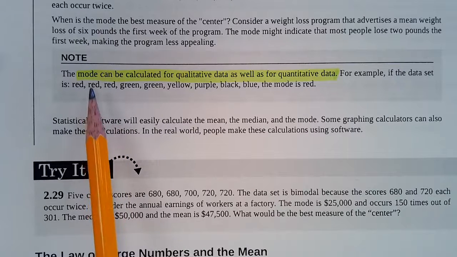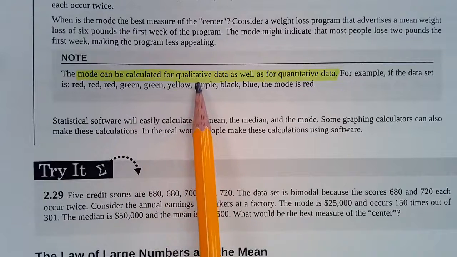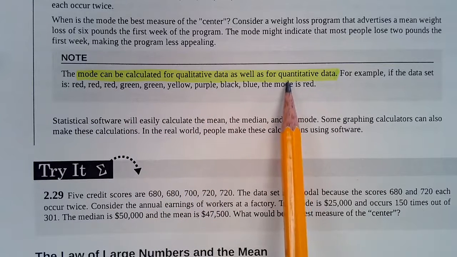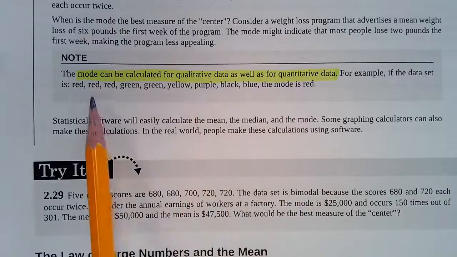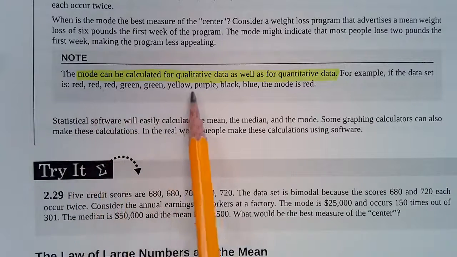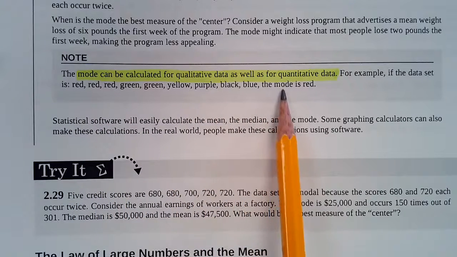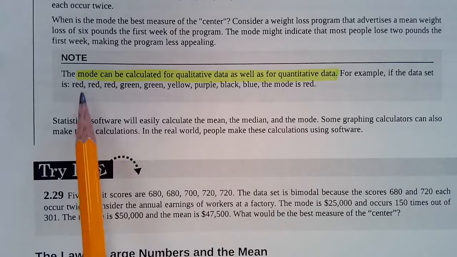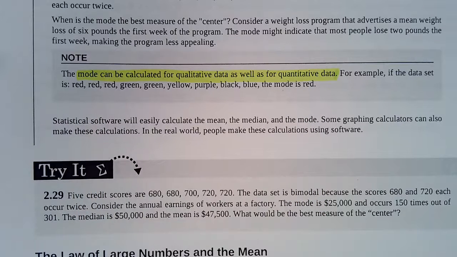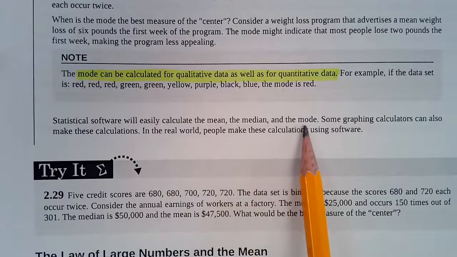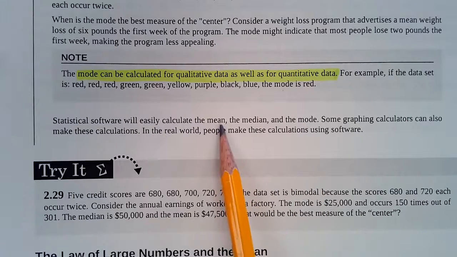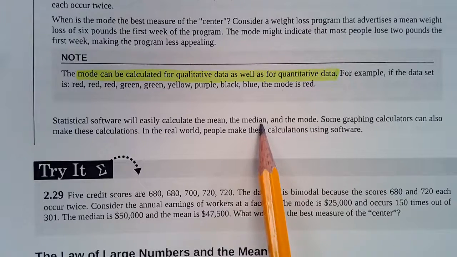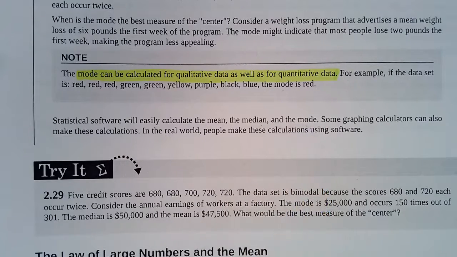You can also have the mode be calculated for qualitative data as well as quantitative. So it just doesn't have to be with numbers. So if your data set is red, red, red, green, green, yellow, purple, black, blue, the mode in this case is going to be red because it still occurs the most. All right, so the measures of center data are going to be your mean, median, and mode. Mean is the average, median is the middle, and mode is the most often.